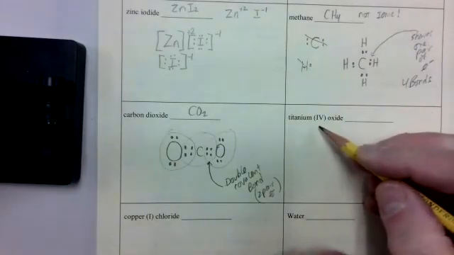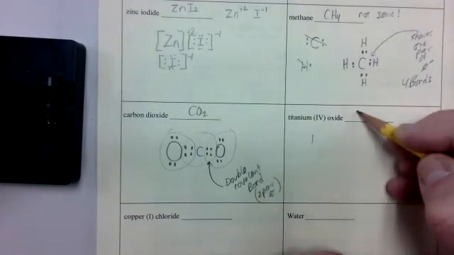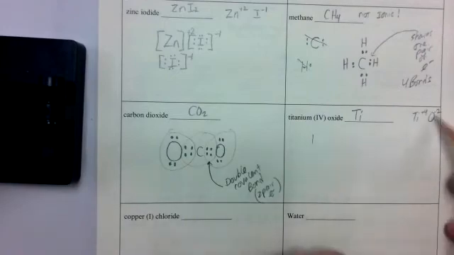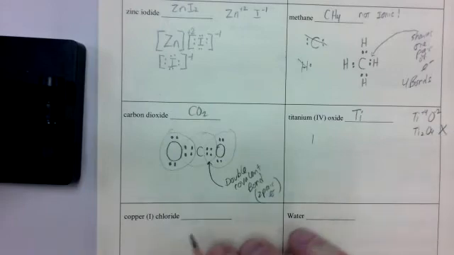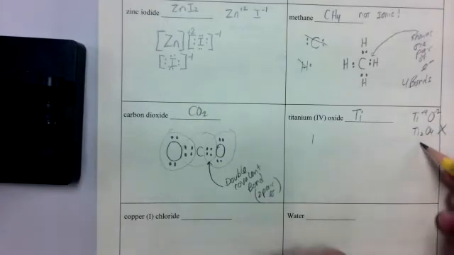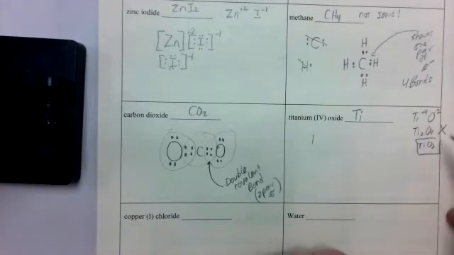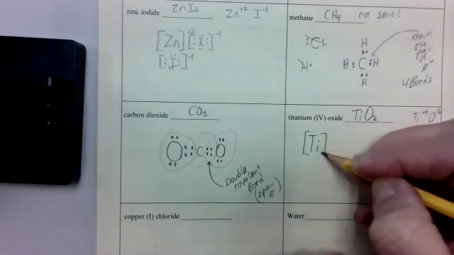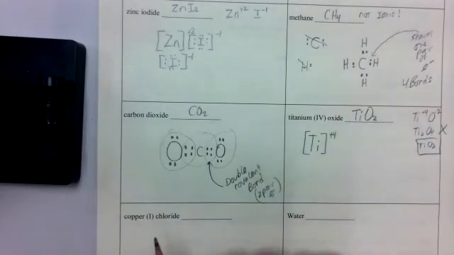This next one, titanium Roman numeral 4, that's a metal again. We're back to brackets. Titanium makes a +4 and oxygen is a -2. And when we crisscross this, we would get Ti2O4, which is not good. We have to reduce it to TiO2. So TiO2 is going to be our formula. Now, the titanium is a +4 ion, so we would show it in the brackets with a +4 ion.